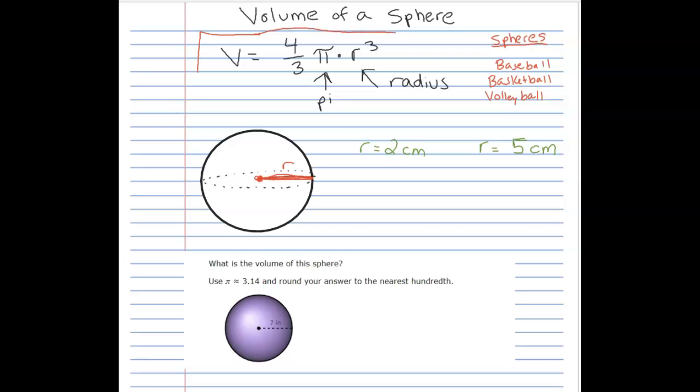This is the equation that I do not want you to memorize, but I do want you to know how to use. So we have 4 over 3 times, and again, if I don't see anything right here, it's going to be multiplying pi times r to the third power. That r, if you remember, is our radius. So again, let's actually use this.